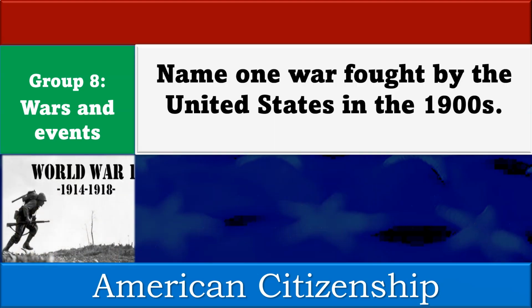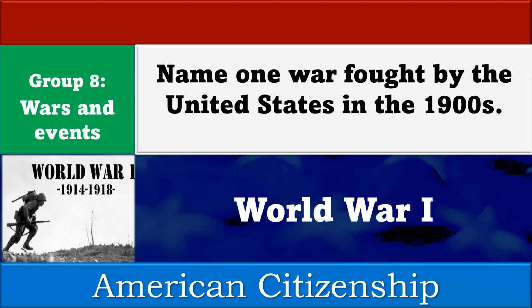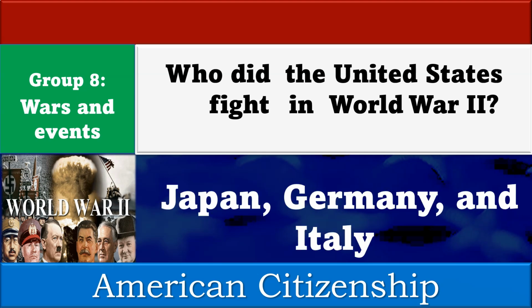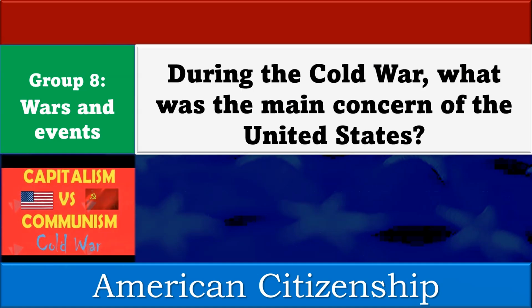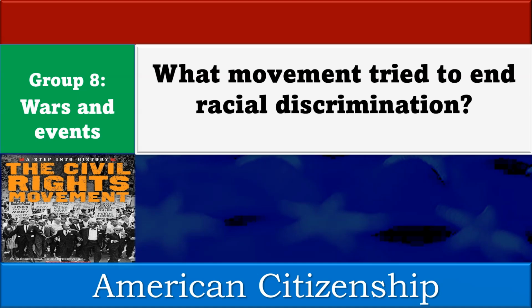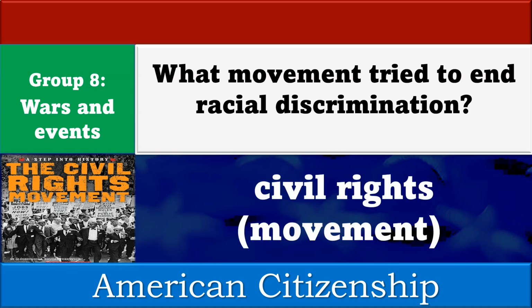Name one war fought by the United States in the 1900s. World War I. Who did the United States fight in World War II? Japan, Germany, and Italy. During the Cold War, what was the main concern of the United States? Communism. What movement tried to end racial discrimination? The Civil Rights Movement.